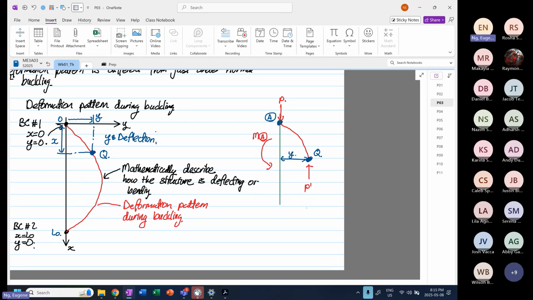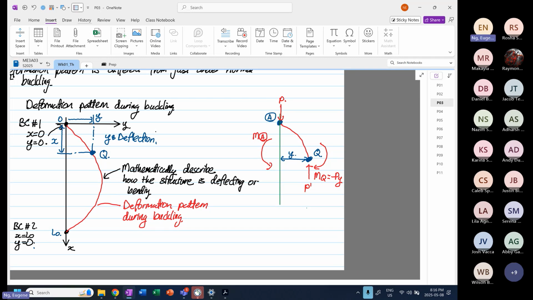So by applying Newton's third law, action equal to reaction, same in magnitude, different in direction, we know that we need to have a counter moment, and this counter moment is at point Q. And because it's going in a clockwise direction, this is equal to minus Py, okay? Force multiplied by perpendicular distance, okay?